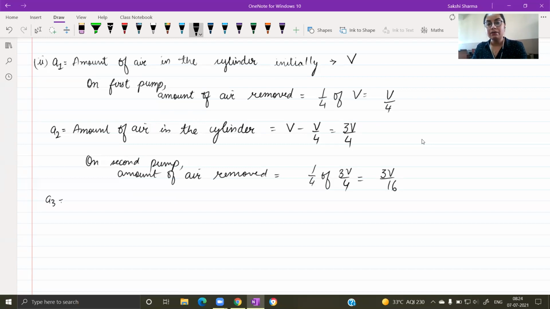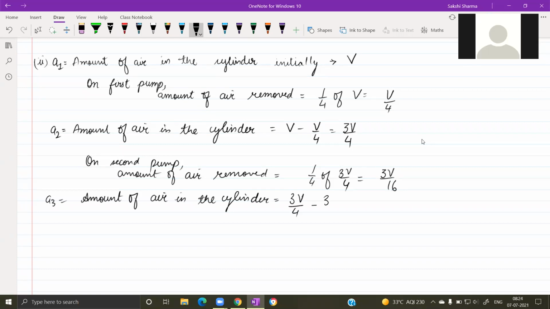And then we will find out the amount of air in the cylinder after that. This will be calculated by subtracting the air removed from the air present: 3V by 4 minus 3V by 16. You could combine the two steps: volume 3V by 4 minus 1/4 of the volume. This gives you the answer as 9V by 16.